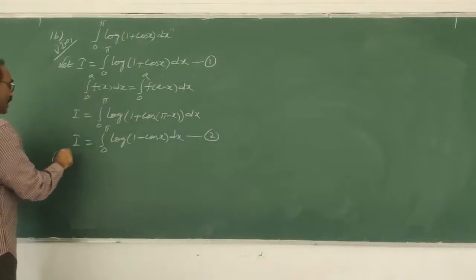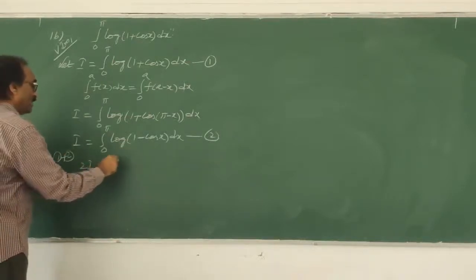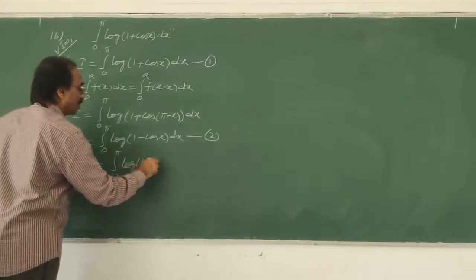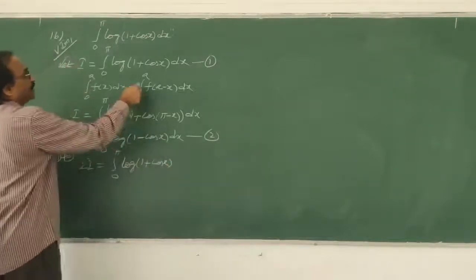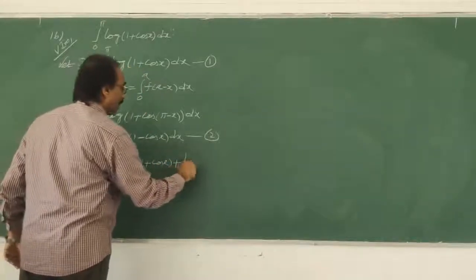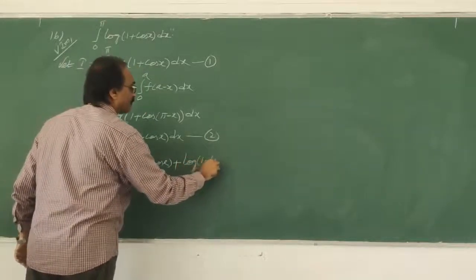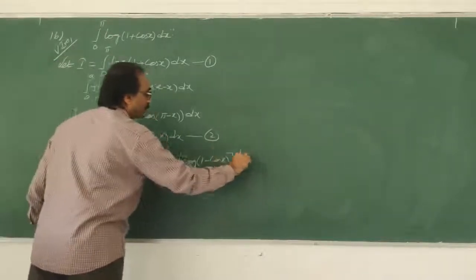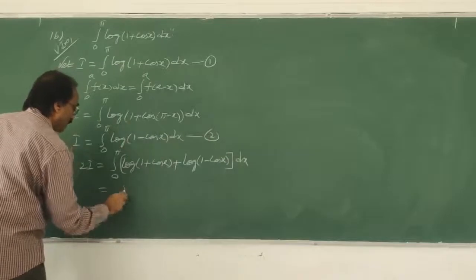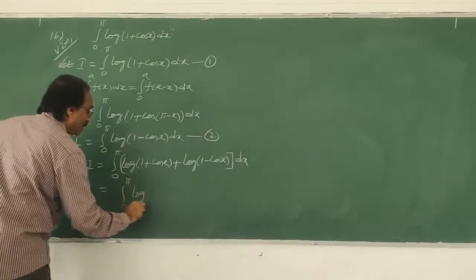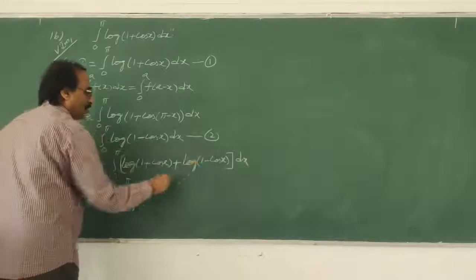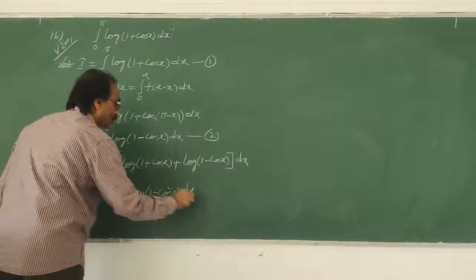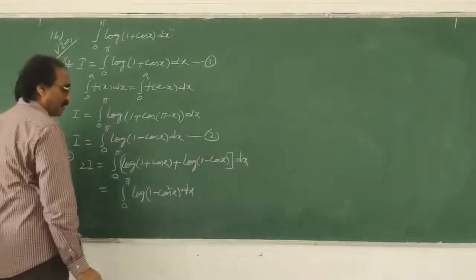1 plus 2 means what will happen now? I plus I, 2I, intervals are same, 0 to pi. Here log of 1 plus cos x, plus log of, how much you will get? 1 minus cos x. Okay, put in bracket and dx. Which form is it? Log a plus log b, how can you write? Log of a times b, 1 plus cos x into 1 minus cos x. Correct? So a plus b, a minus b, a square minus b square, 1 minus cos square x.